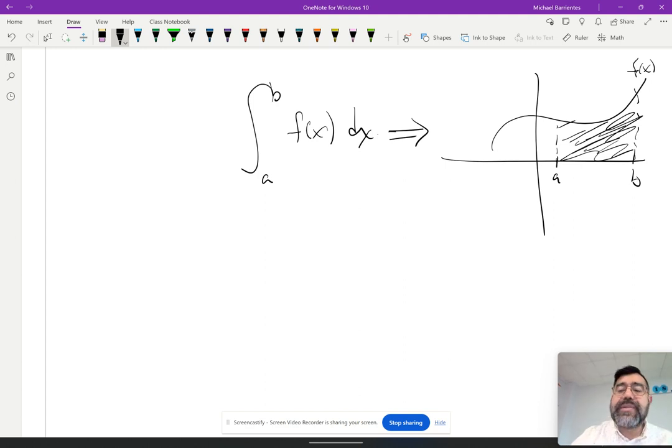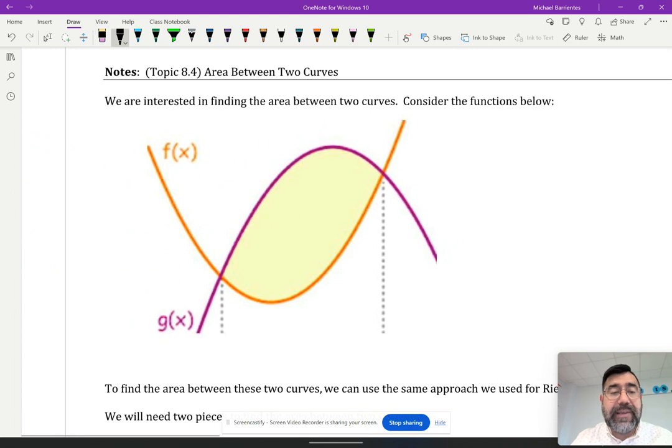And what happens when the shaded area, or the area that I'm looking for, is not right up against the x-axis? What if it's something like this, and it's actually trapped between two curves. Topics 8.4, 8.5, and 8.6 handle that situation of areas between two curves. We're going to find the areas by taking, I guess you could call them Riemann rectangles, vertically or horizontally, or we might have a mixture of both. And that's really what 8.4, 5, and 6 are all about.